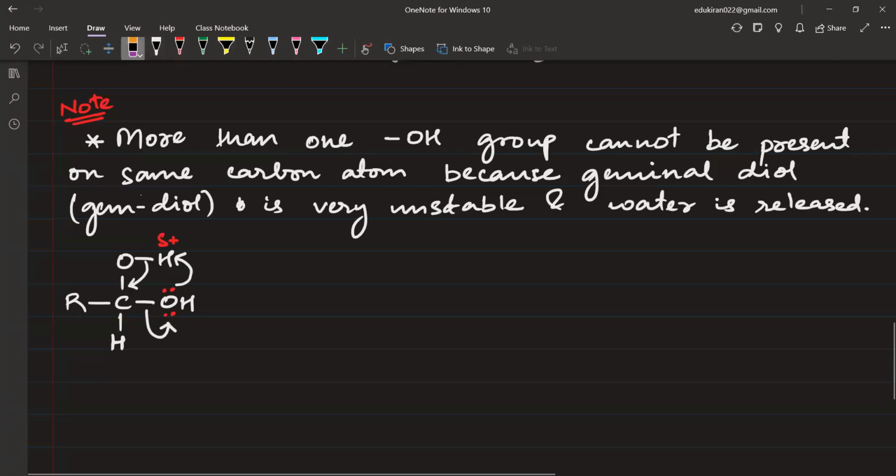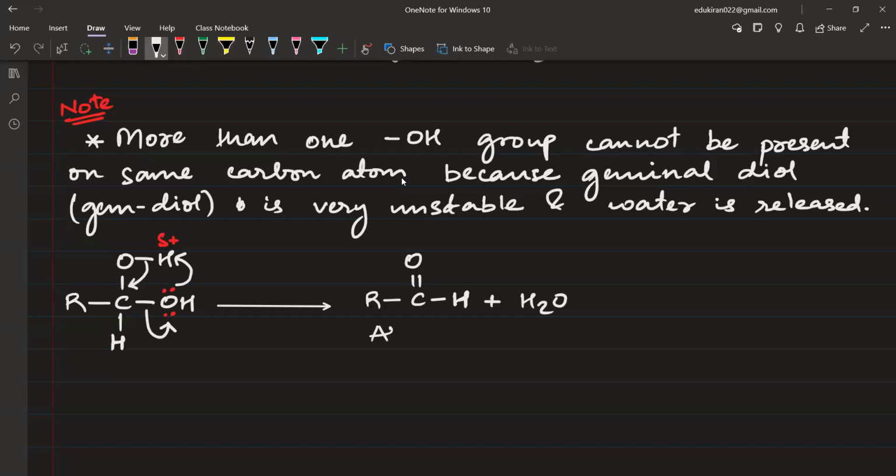So what will happen? As you can see, you don't have to remember the arrows, but you can see that this is going to get separated, and this is HOH, which is water. This is an intramolecular reaction. You don't need any reagent. The attack and everything is happening in the same molecule, and what you are going to get is C with a double bond oxygen and hydrogen atom. So now this becomes what? Aldehyde, right? And plus you will get H2O. Understood this? Yes or no? Please tell me. Yes, sir.